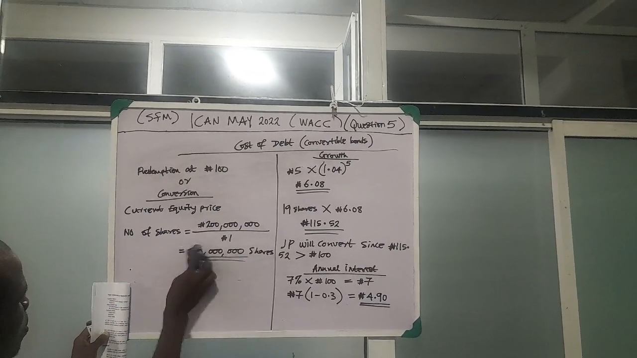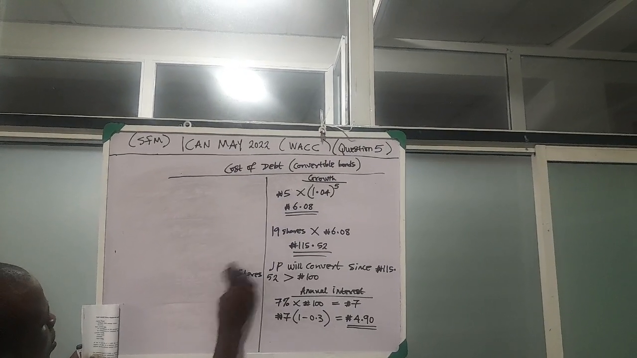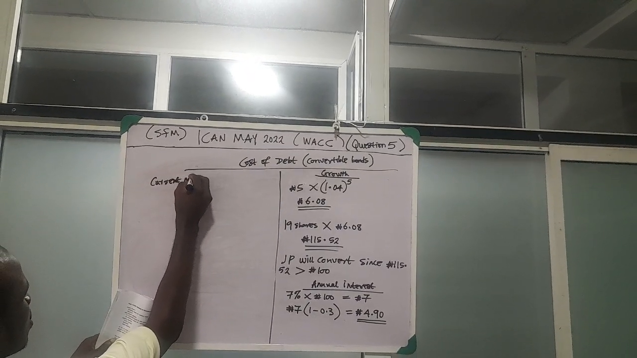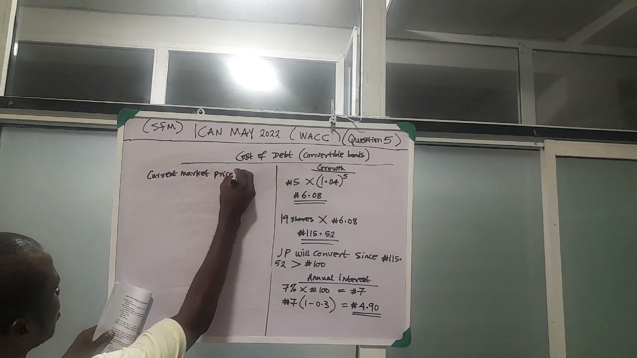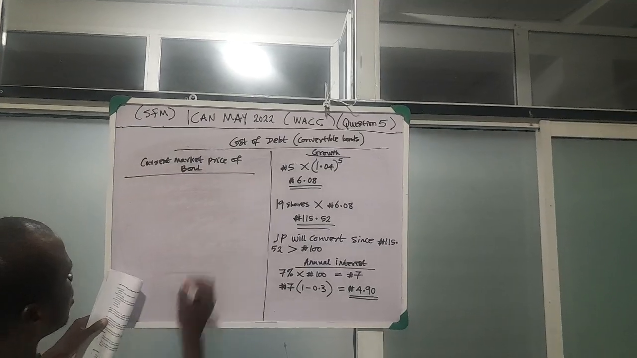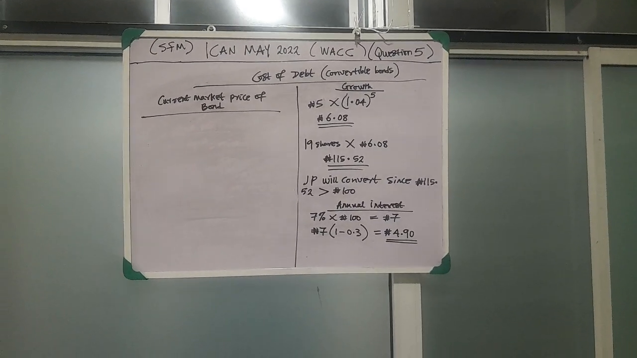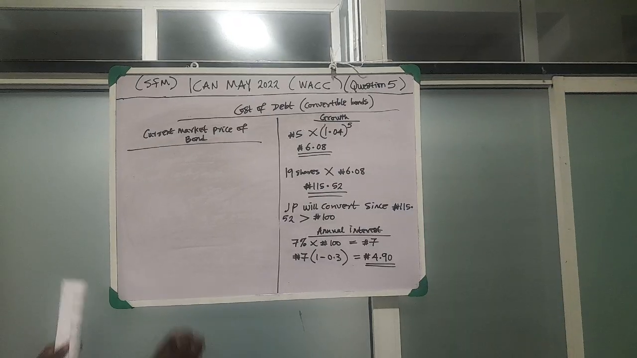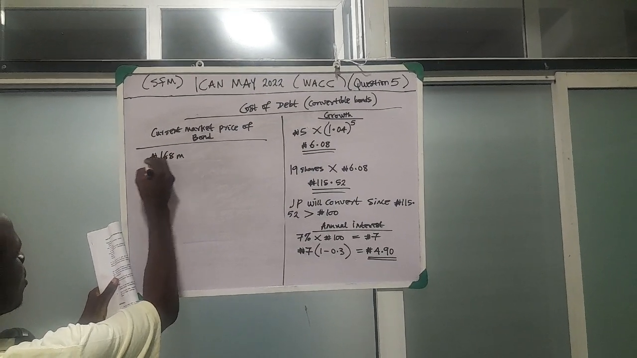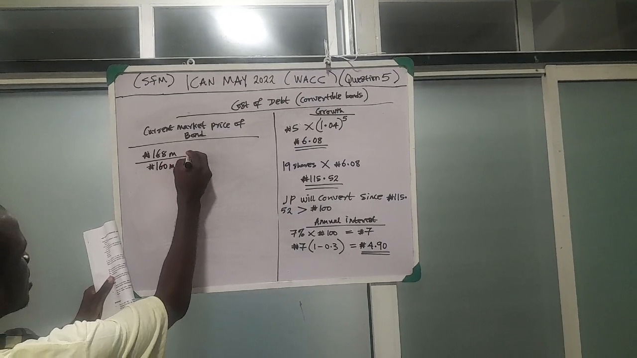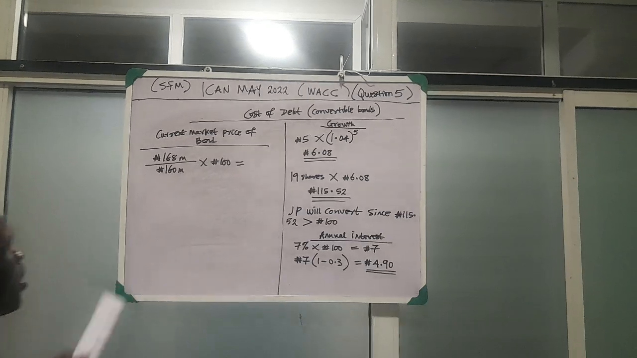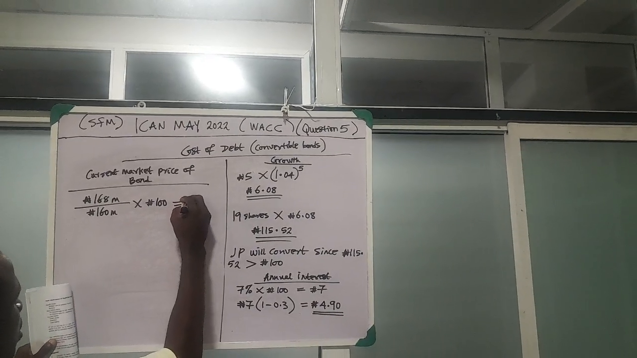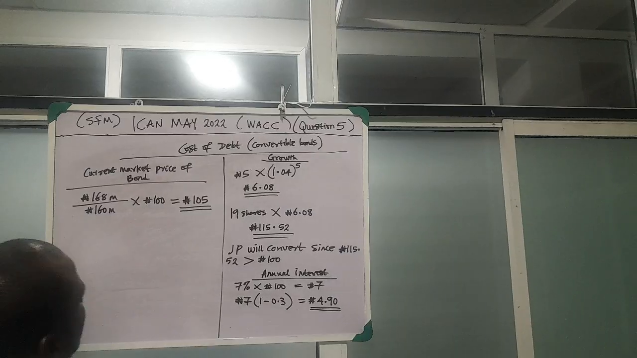So we need the current market price of bond. Given the information we have here, the bond's market value is 168 million and the nominal value is 160 million. So we'll have 168 million over 160 million times the nominal value. This will give us the current market price of the bond. So the current market price of the bond gives us 105 naira. 105 naira is the current market price.